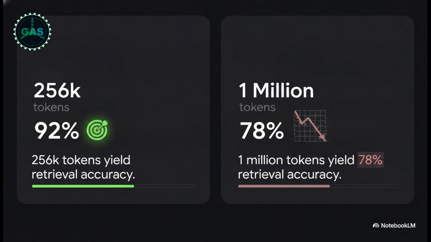Just because an AI offers a massive 1 million token context window doesn't mean you should actually fill it. The data shows that retrieval accuracy is incredibly high at around 256,000 tokens, hitting about 92%. But if you stretch that out to a full million tokens, accuracy drops to 78%. More context absolutely does not mean a smarter AI. It really just gives the AI more room to get lost.